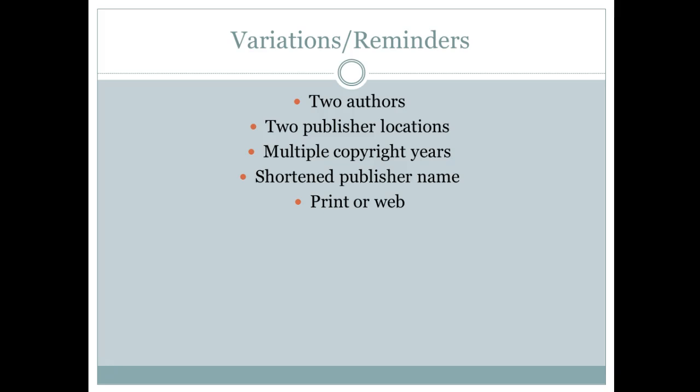There's more than one copyright year. Maybe it says copyright 1951, 1963, 1972. Always put the more current one, 1972. You can do a short version of the publisher name. Something like, instead of Penguin Publishing Company, you can just do Penguin or Penguin PUB, or something like that.